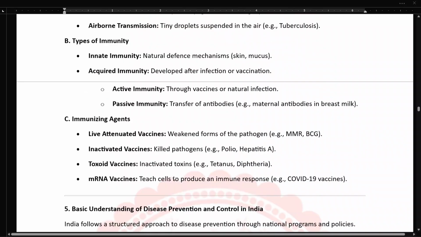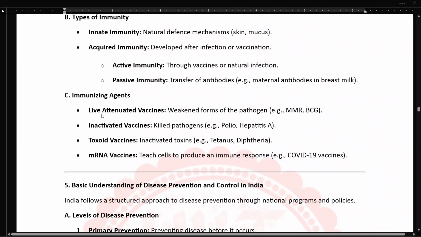Then we have immunizing agents. So one form of immunizing agent is live attenuated vaccines. Those are weakened forms of pathogens. Example, MMR, BCG. Next we have inactivated vaccines. It includes killed pathogens like polio, hepatitis A.